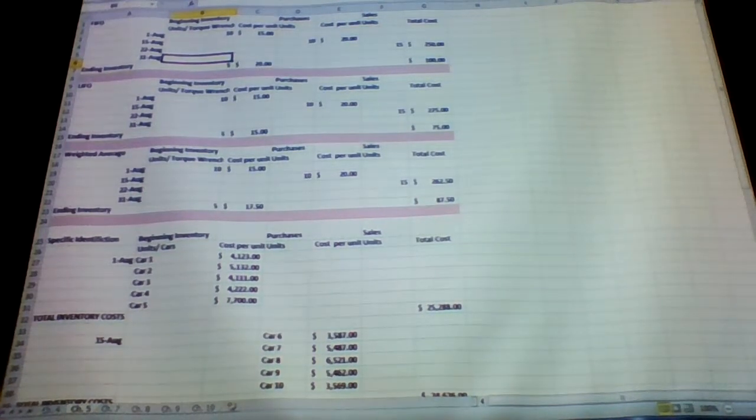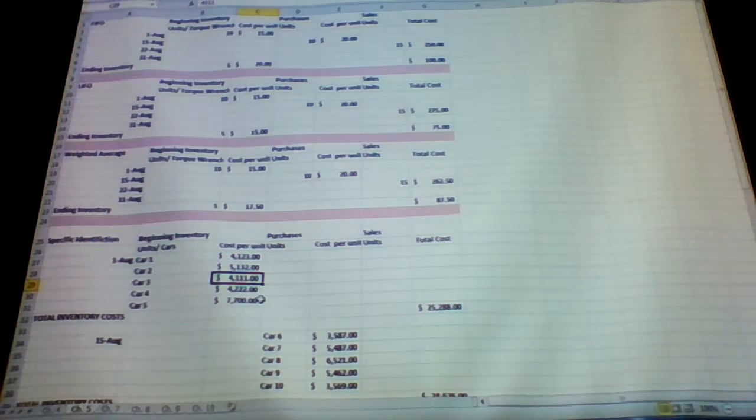Well, I'm going to be fairly close to it, but okay. So on August 1, we have 5 cars. This one cost us $4,123. This car cost us $5,132, and I'm making all of these numbers up, but they do stay consistent.